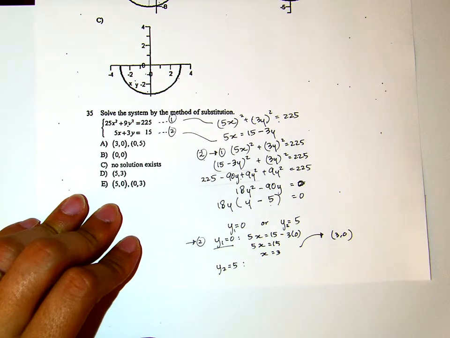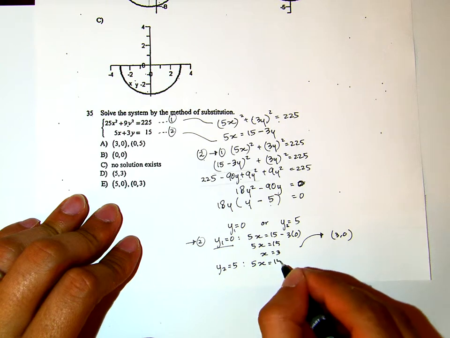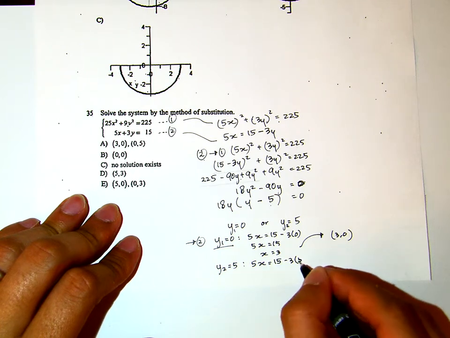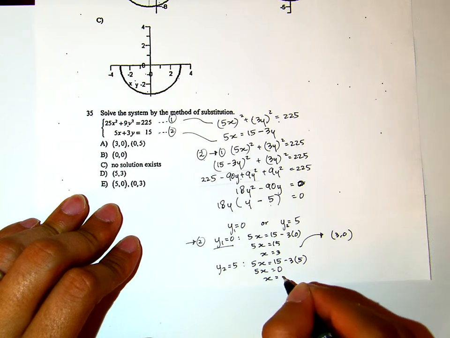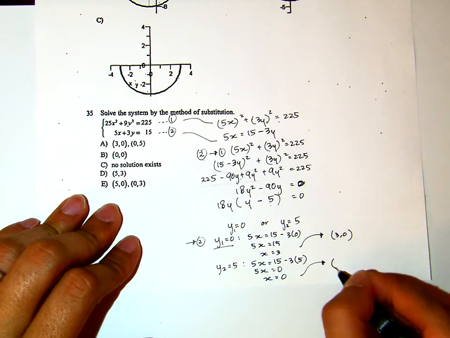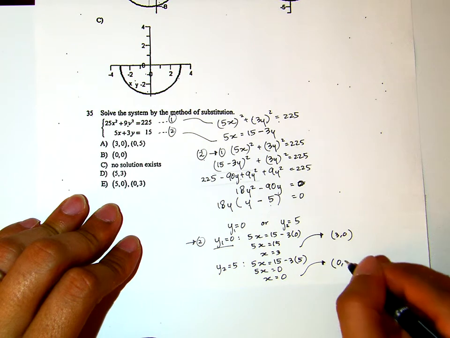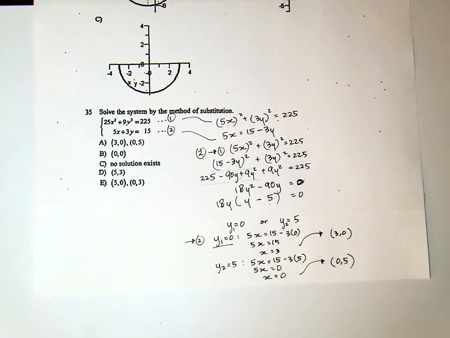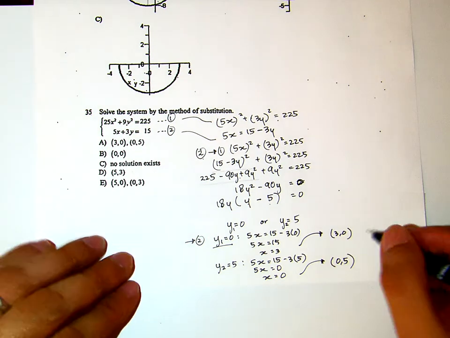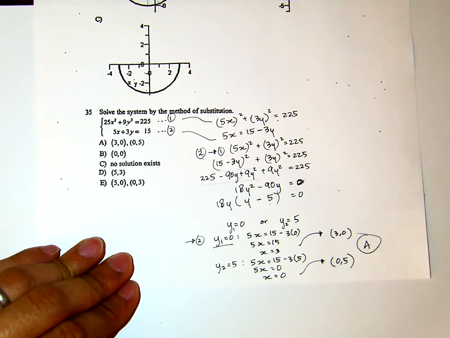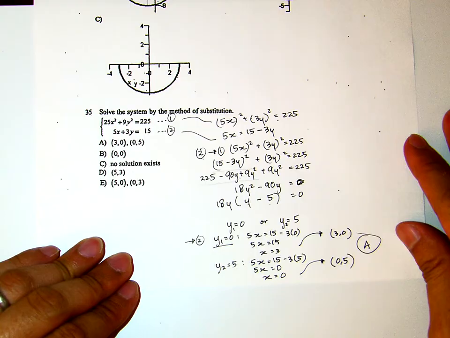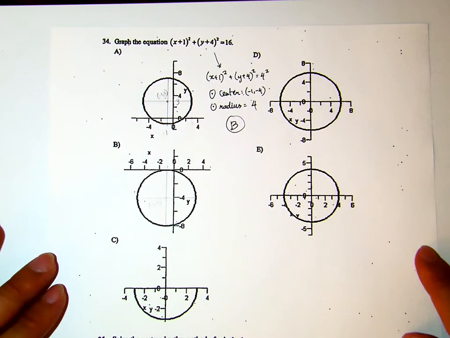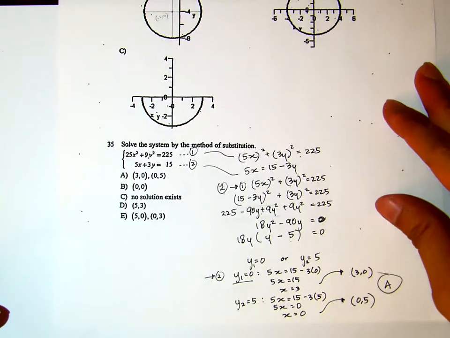When I plug it in again, 5x equals 15 minus 3 times 5, right? You see 5x equals 15 minus 15, that's 0, so x equals 0, which implies the coordinate we have is (0, 5). So we have these two solutions. The answer will then be A. Again, this is from Fall 2008 Math 125 Department Final, number 34 and number 35.